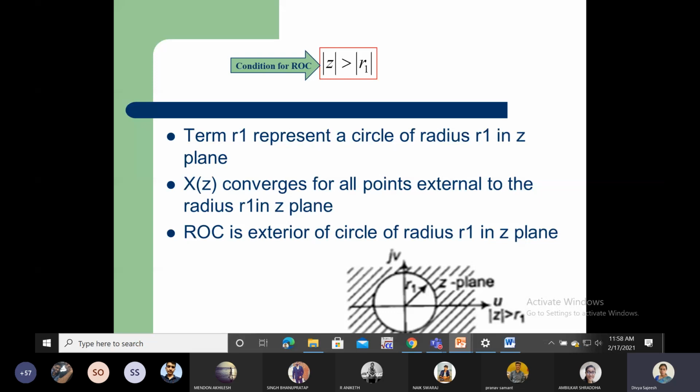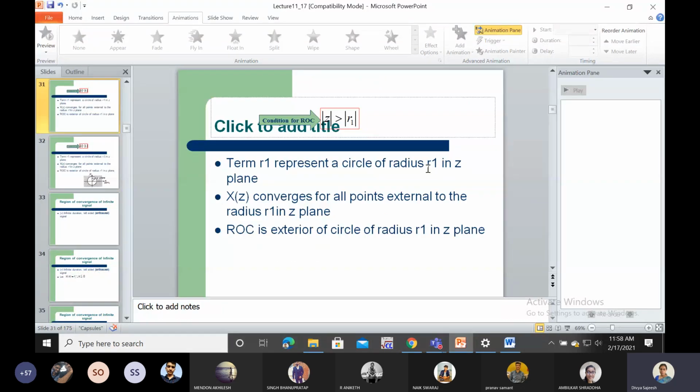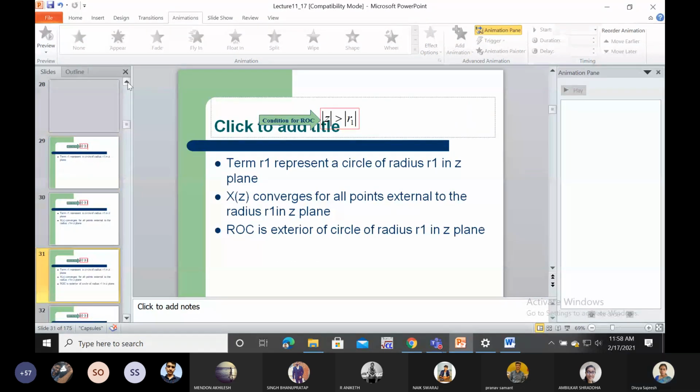But if any points come inside that, it will not converge, or I can say the Z transform of the signal will not exist for any points inside the circle. If I take any point inside the circle, for those values the Z transform of the signal will not exist, or it will not converge. So this is the way you find the region of convergence and the Z transform of the signal. I'll repeat once again so that the next one will be easy for you.